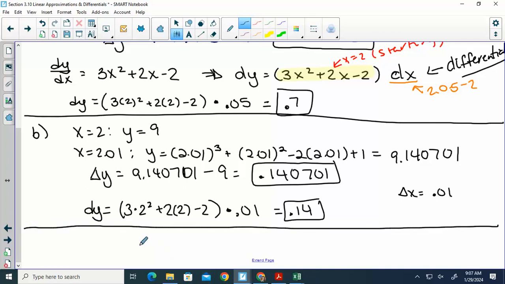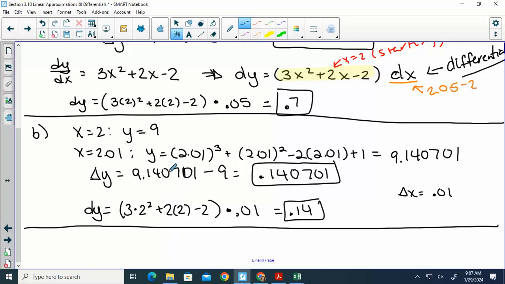Does everyone understand where I got my numbers? It's not that the math is hard, it's just keeping track of what it's asking for and what everything means, where we're plugging things in. So which one was a better estimate? The second one. Why would that one have been better? Our x's were closer together. Okay, the smaller the change in our x, the more accurate our y value would be.